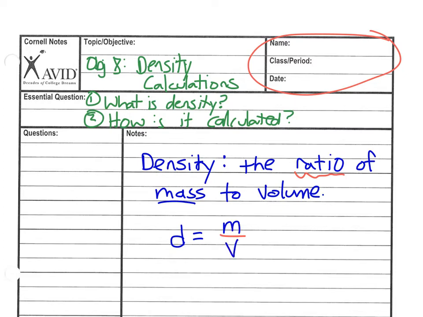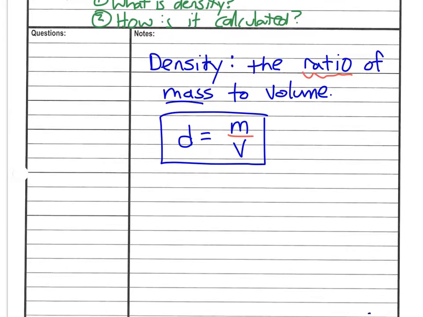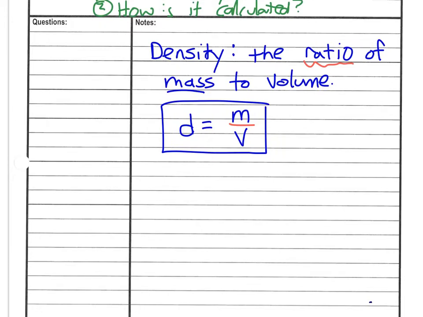So the equation to find density looks exactly like this. Density is mass divided by volume. So when we're talking about density and density calculations, that is the equation that we're going to use. But to understand a little bit more about what density means about an object, we're going to use this definition: how close the particles are.